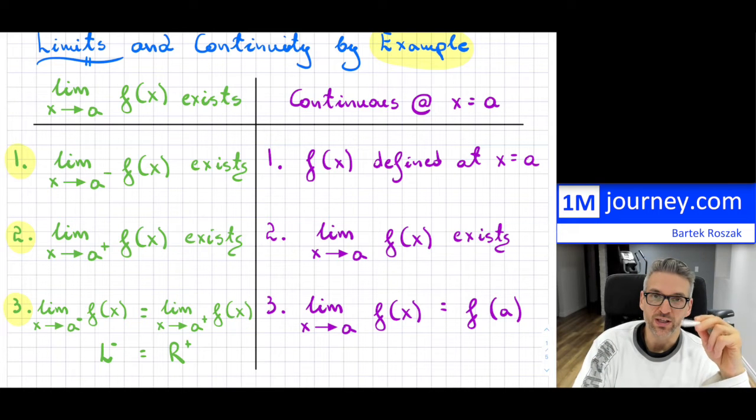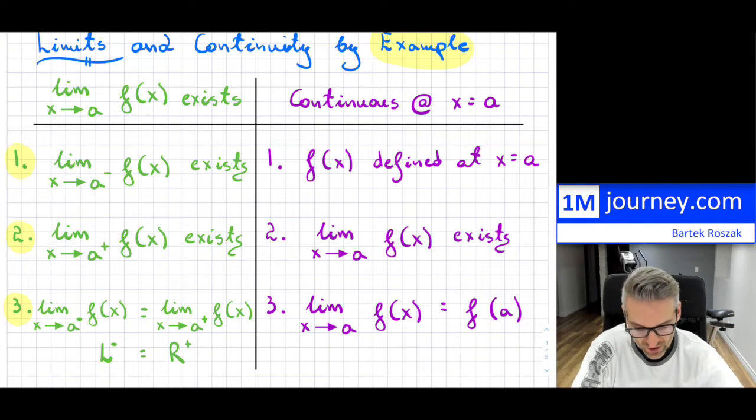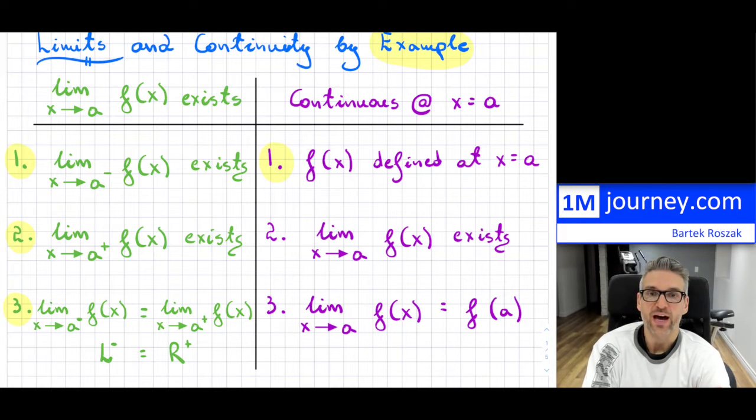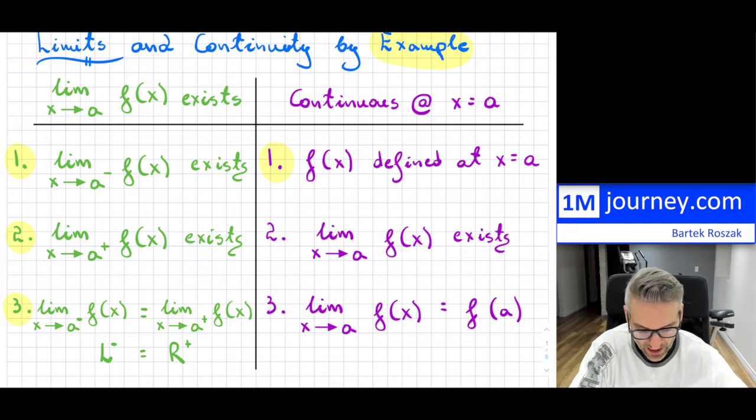Now, for the continuous case, if we want to know if a function is continuous at x equals a, again we need three conditions. We have to make sure that a is actually in the domain of f of x. That means that f of x is defined at x equals a, because if it's not, then there's nothing to talk about. So that's number one: is f of x defined at a?